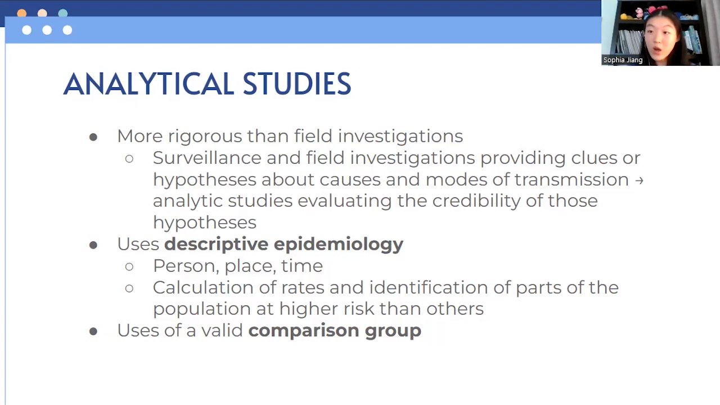So if you remember John Snow's cholera investigation, that is exactly what he did. You might be wondering, how did he get his hypothesis that the water wells were a source of cholera? Then you know that it was from surveillance and field investigations. So analytical studies use descriptive epidemiology: person, place, time. We're describing the person, place, and time. And from there, we can calculate the rates and identify parts of the population that might be at higher risk than others.